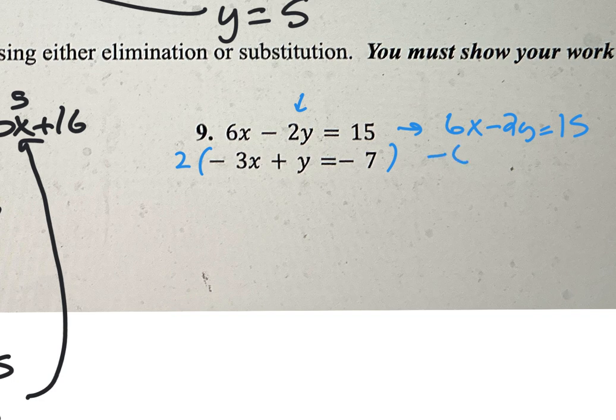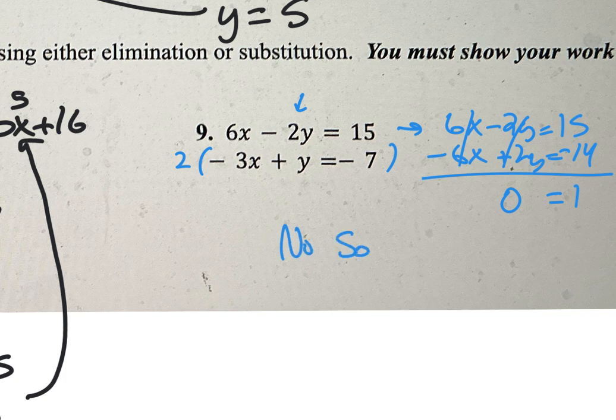So 2 times negative 3 is negative 6. 2 times y is 2y. And 2 times 7 is 14. Now something weird's going to happen here too. Everything cancels over there. That's a 0. Over here I've got 1. So you could ask yourself, does 0 equal 1? Hopefully you say no. And because it's no, that means there is no solution.